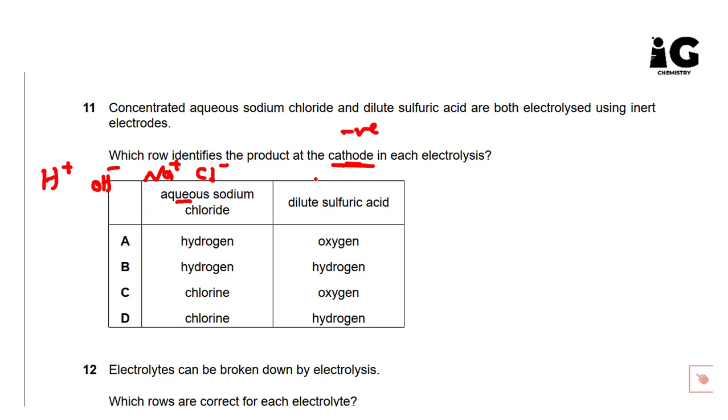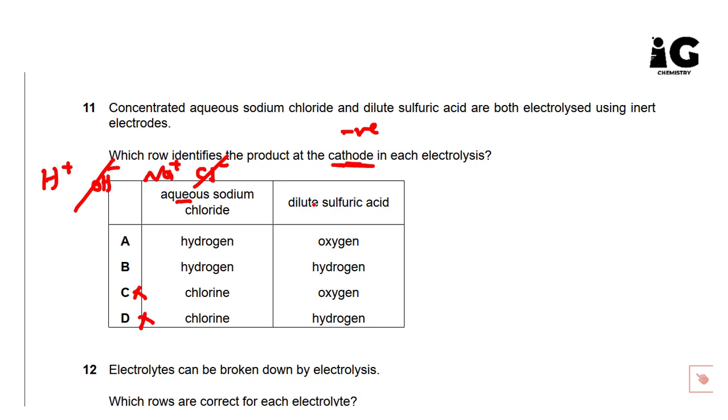At the cathode, because it's a negative electrode, of course we can ignore OH- and Cl-, so we have a competition between H+ and Na+. Because Na+ is more reactive than H, hydrogen is going to be reduced at the cathode. So the correct answer here for the first one should be hydrogen. So C is wrong, D is wrong. Now let's check the second one, dilute sulfuric acid.